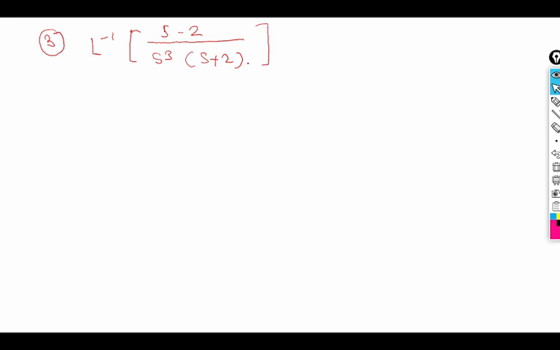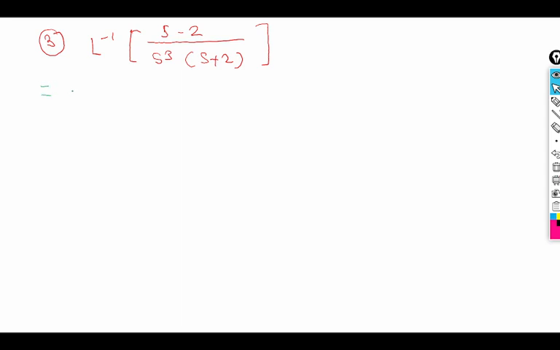You will clearly observe in the denominator s cube is there. That means s equal to 0 is a factor repeated thrice. So these are three factors and s plus 2 is the fourth. So the number of constants is equal to the number of factors. So a total of 4 constants will be there in the partial fraction. So step 1 is important: to write the correct partial fraction.